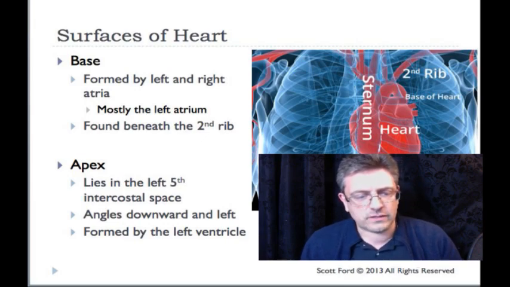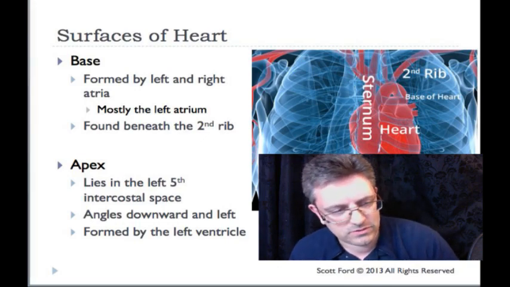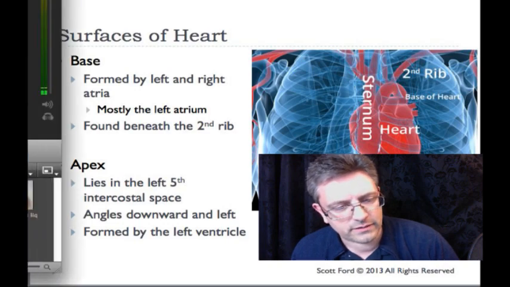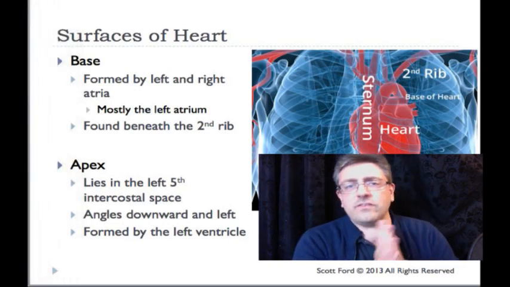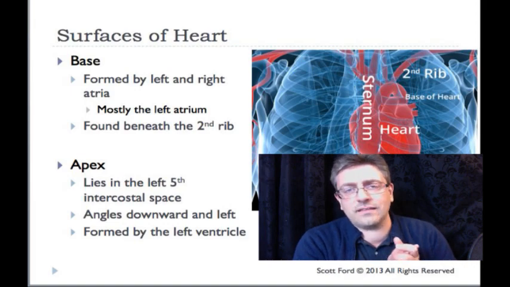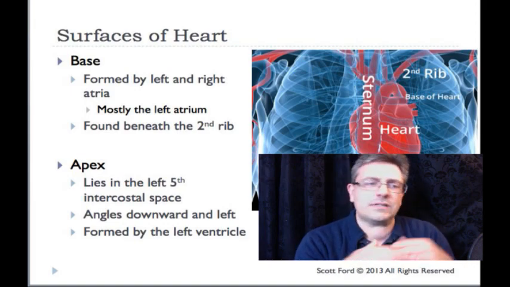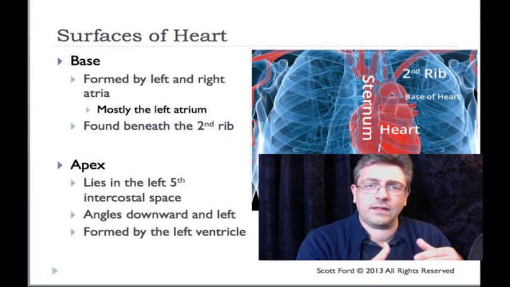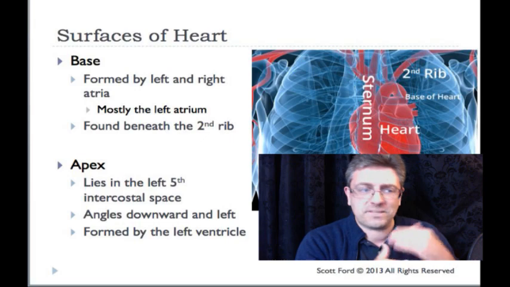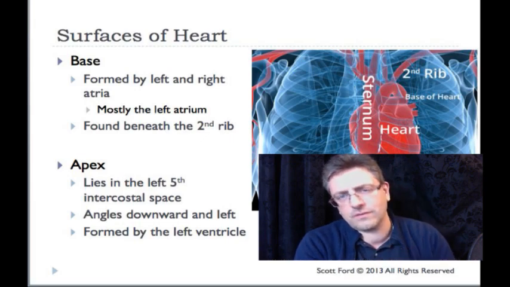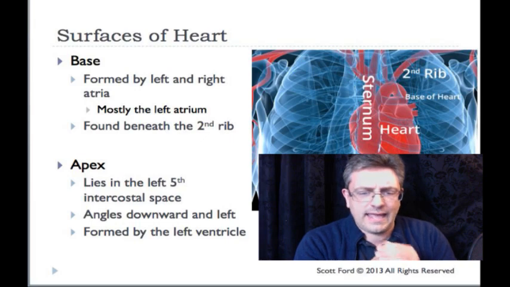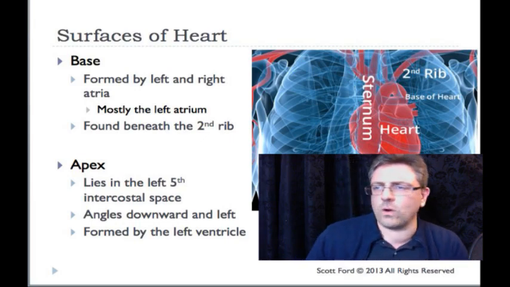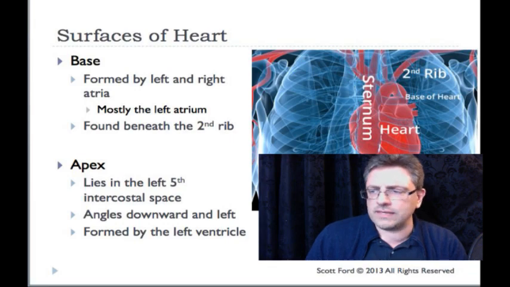The apex is the pointy end of the heart. The apex is the pointy part of the heart. It lies in the left 5th intercostal space. Intercostal means between the ribs, costal ribs, so intercostal between the ribs. So it lies in the left fifth intercostal space. And it angles downwards towards the left, and it's formed by the left ventricle. The ventricles are other chambers of the heart, which we'll take a look at again in just a little bit.